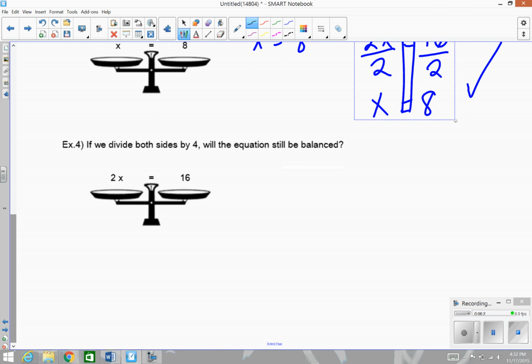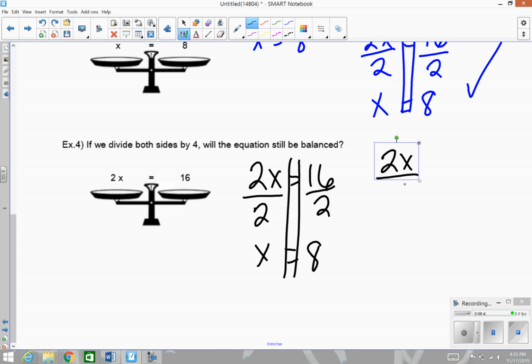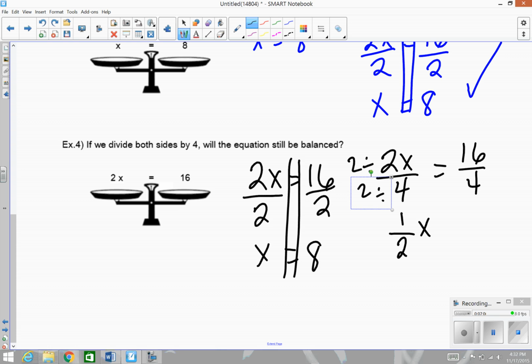Okay, and lastly, our fourth operation, division. Here's your original, 2x equals 16, a balanced equation. Divide by 2 on both sides, we're getting x equals 8. And then if we divided both sides by 4, so the 2x divided by 4 equaling the 16 divided by 4, break this down a little. 2 over 4, if I divide top and bottom by 2, 2 divided by 2 is 1, and 4 divided by 2 is 2. x equals 16 divided by 4 is 4.